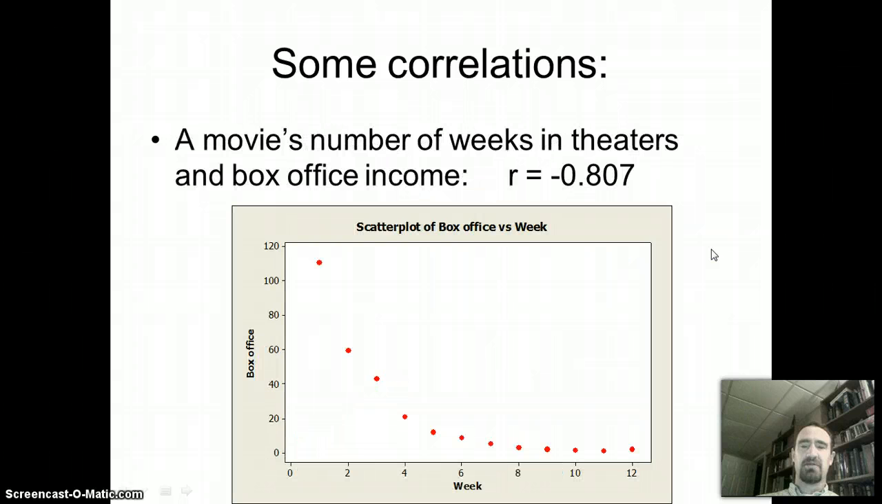Once again, positive. Here's a negative one, definitely going downhill, and we see our correlation turns out negative. This also suggests that it's quite strong, right? 0.8 is close to negative 1, negative 0.8 close to negative 1.